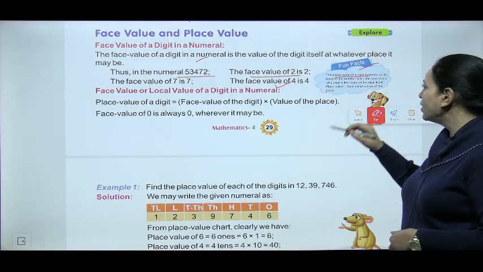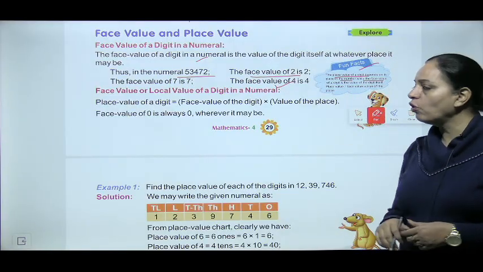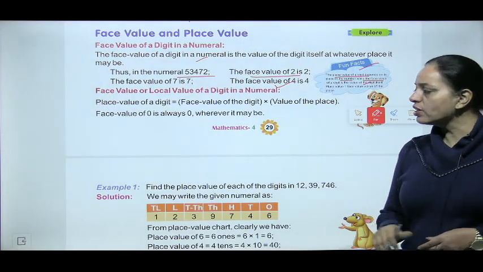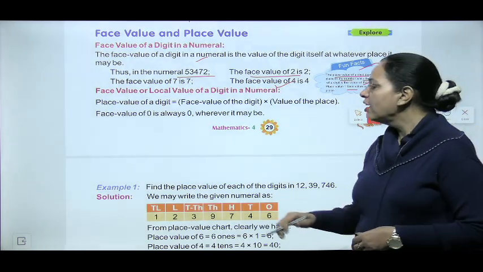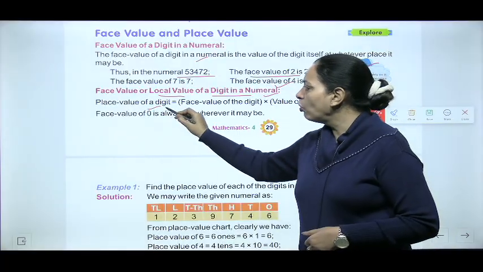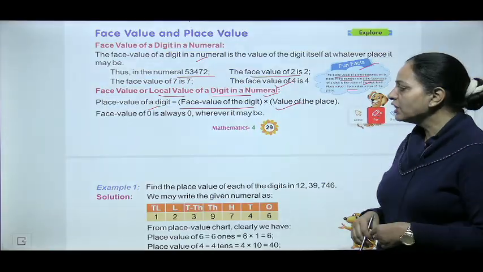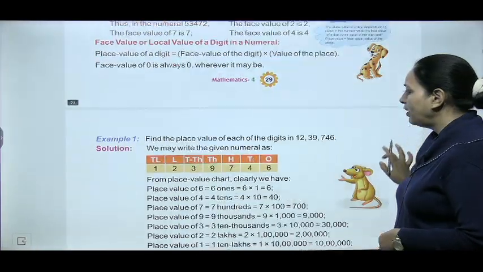Now, see the fun facts. The place value of a digit depends on its place in the number, while the face value of a digit is the value of the digit itself. So what is the place value? Face value multiplied by the value of the place. Now face value or local value of a digit in a numeral. Place value of a digit is face value multiplied by the value of the place. Face value of 0 is always 0 wherever it may be.